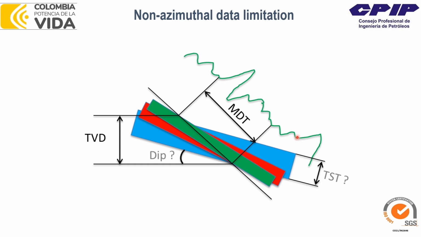If you can fix your TST, if you know it from the offset well or from somewhere else, you can fix it and then play only with the dip as we did in the previous example. But if it's not the case, and there was a change in dip and in the thickness as well, we're in a little trouble because we have lots of uncertainties here. So that's the mathematical explanation of this problem. So what do we do now?